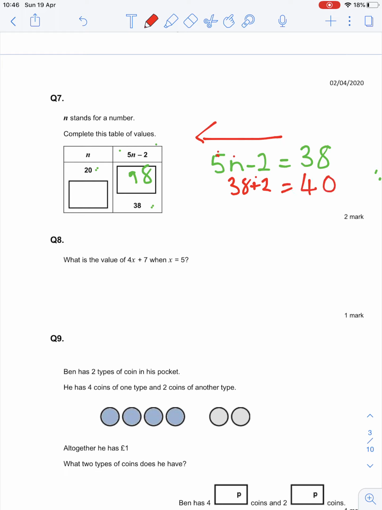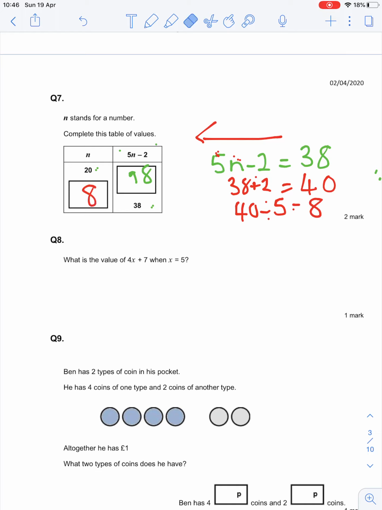Then 5n means 5 times n. So instead of timesing by 5, I'm going to divide by 5. So I'm going to do 40 divided by 5, which equals 8. Okay, so I think the answer is 8.